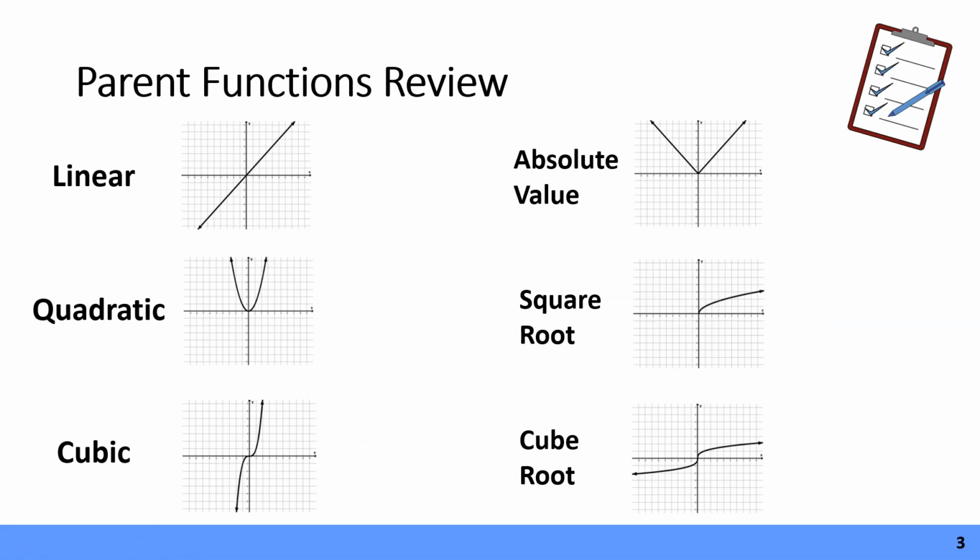Before we go on into actual examples, I want to take some time to quickly review the six parent functions we've talked about before, right? So we have linear functions, which look like just a straight line. We have quadratics, which look like happy faces or sad faces. They're called parabolas. We have cubics, which look like little snakes. We have the absolute value, which looks like a V. A square root, which looks like half of a parabola but sideways, and then we have the cube root, which is like the laying down snake.